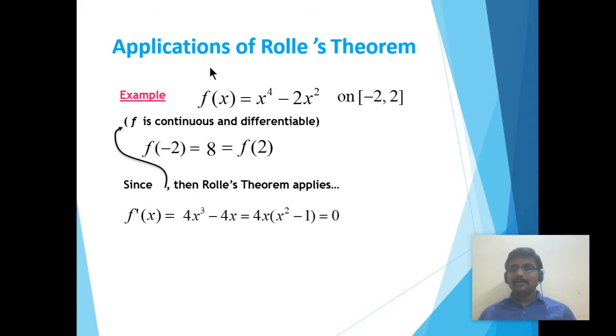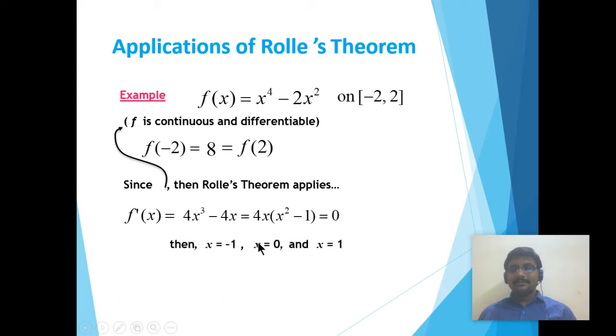X power 4 derivative is 4x cube. Negative 2x square derivative is negative 4x. So simplifying this, taking out 4x common, we will have 4x into x square minus 1 which is equated to 0. Clearly, the product is equal to 0. 4 cannot be 0, so x is 0 or x square minus 1 is 0.